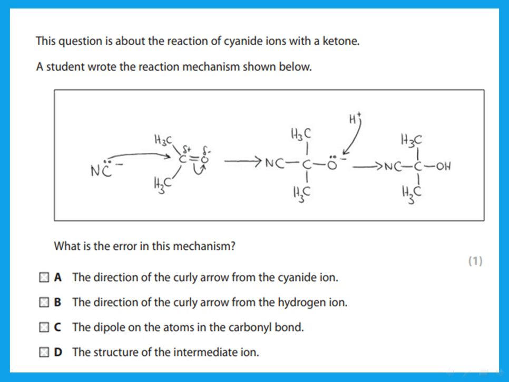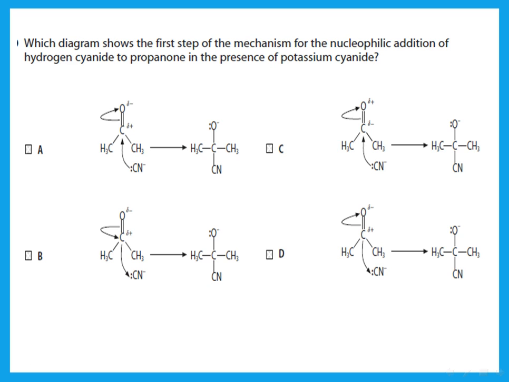Let's take a look at this question. This question is about reaction of cyanide ions with a ketone, and a student wrote this mechanism. What is the error in this mechanism? Of course, the cyanide will attack the carbonyl, that is correct. But then what is he doing? He's saying the H plus will attack the O minus. No, it is the O minus that will attack the H plus. So the direction of the curly arrow from the hydrogen ion is the wrong part of this mechanism.